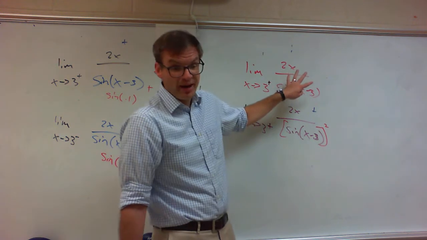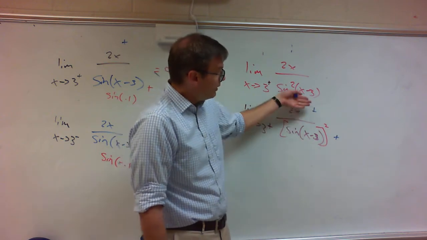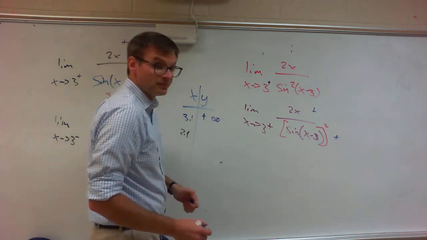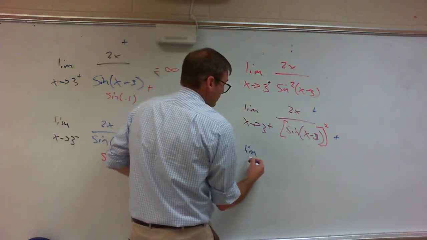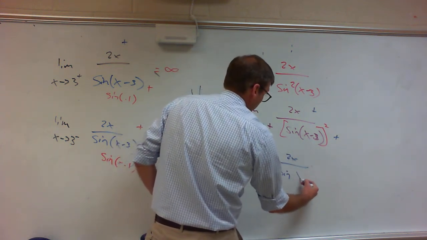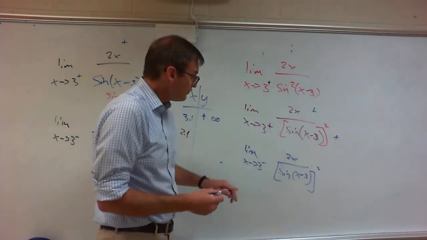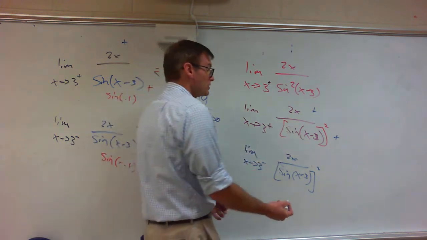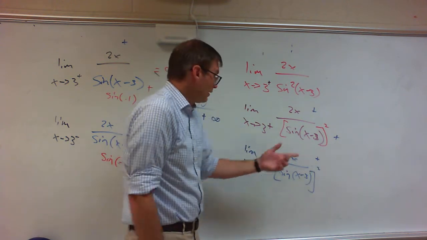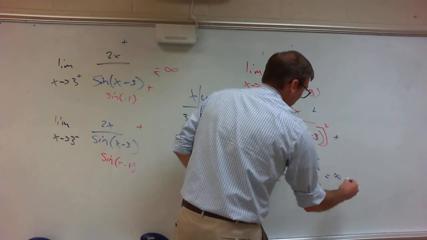So anytime I see a fraction where the bottom's squared, I can just go ahead and say, well, I know the bottom's always positive. And so now I have the top's positive and the bottom's positive, so I know that's going to positive infinity. And if I were to change the question and say, what's the limit as x approaches 3 from the left of 2x over sine of x minus 3 squared. When I plug in like the 2.9, I'm guaranteed that the top's positive, but I'm also guaranteed the bottom's positive because they've squared it. So I know this is also going to positive infinity.